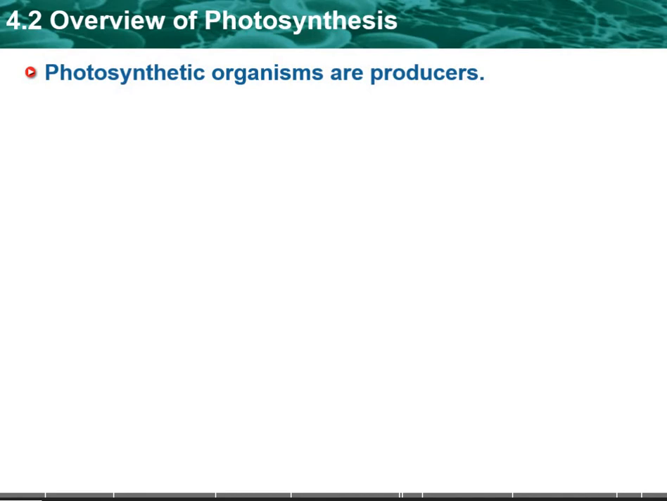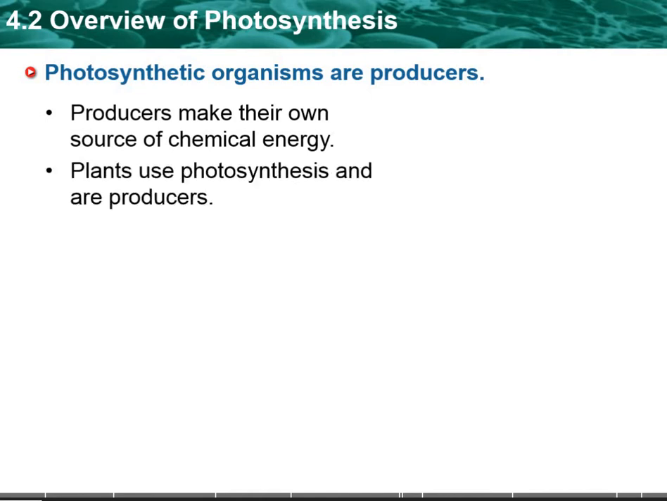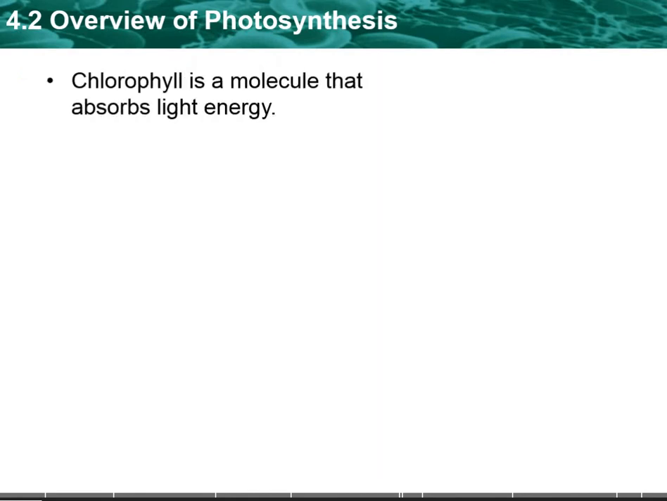Plants make sugar. So plants use photosynthesis and are producers. Photosynthesis captures energy from the sun to make sugars. Chlorophyll within the plant is going to be the molecule that is responsible for absorbing the light energy. So chlorophyll is a pigment, and the pigment's job is to absorb the sun's energy.